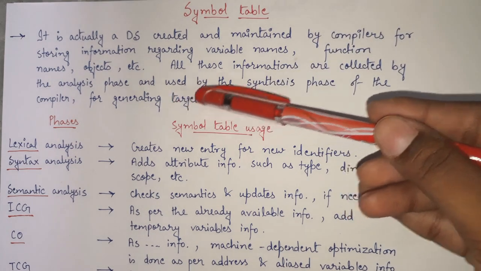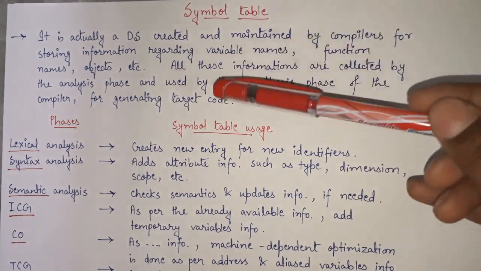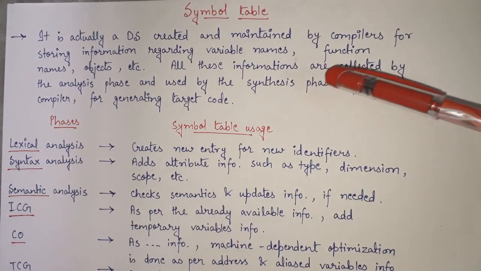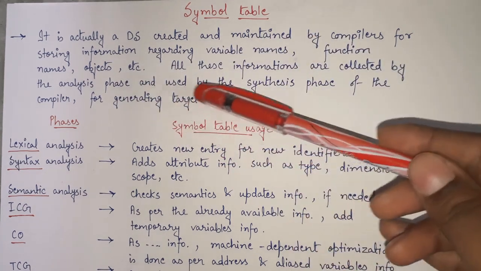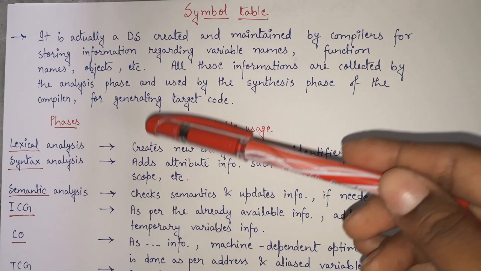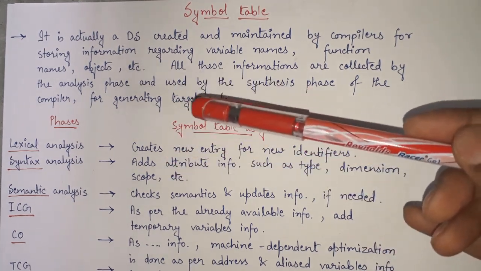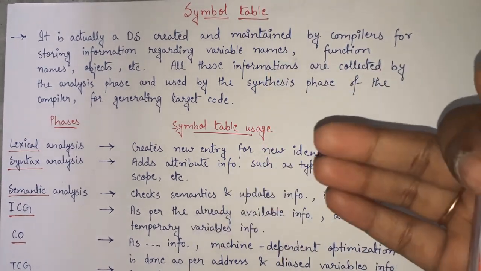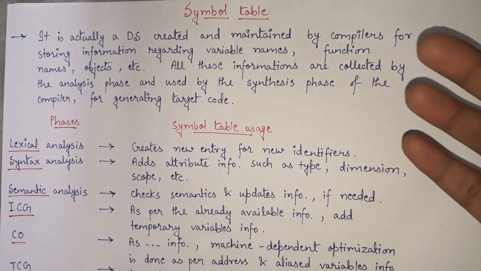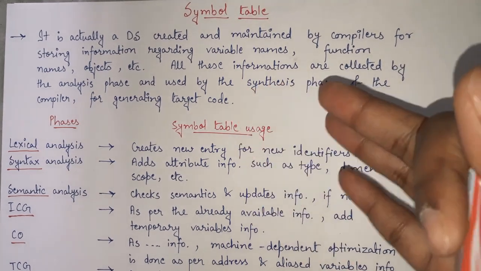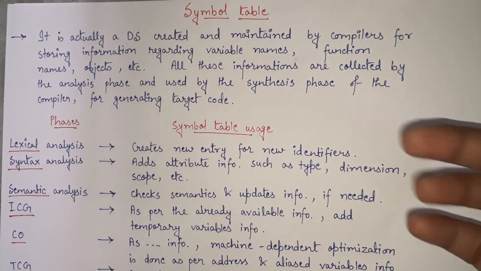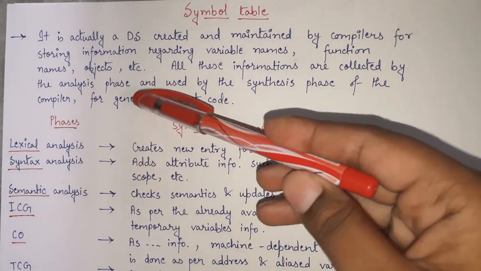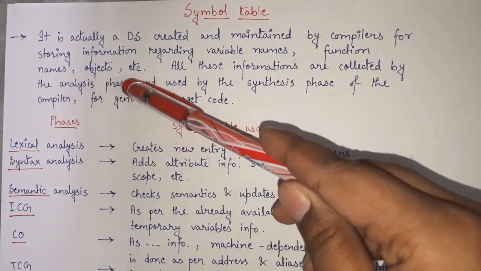Fine. All this information like variable names, function names, objects, etc. is collected by the analysis phase and used by the synthesis phase of the compiler for generating code. Now, as I told you, this information is inserted by the compilers only and used by compilers itself. But if we specifically distinguish it, then the information is written or collected by the analysis phase of the compiler. Now, what do we mean by the analysis phase of the compiler?